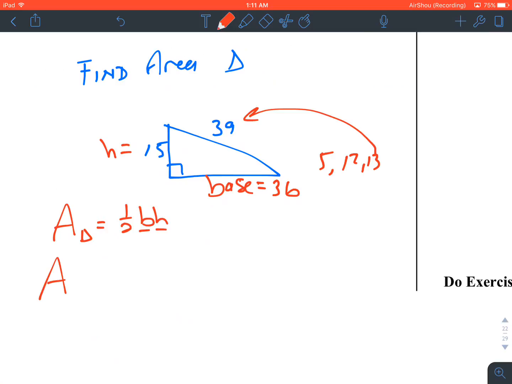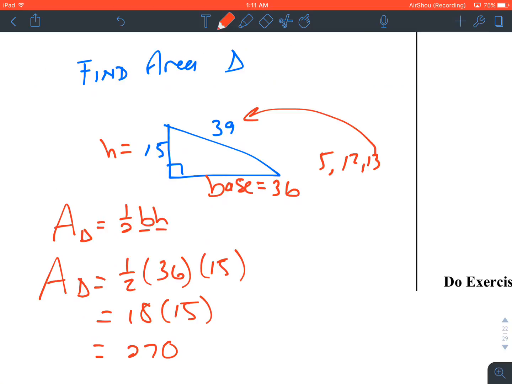Question is to find the area. So it's half the base times the height. Half of 36 is 18. 18 times 15 is 270. That is the area of the triangle.